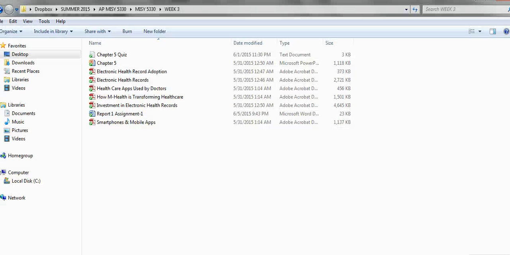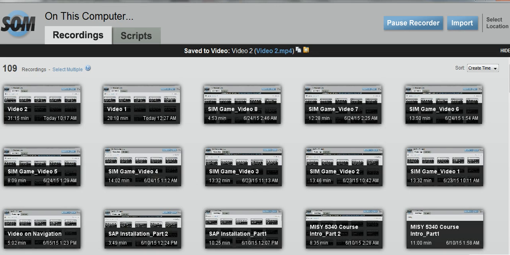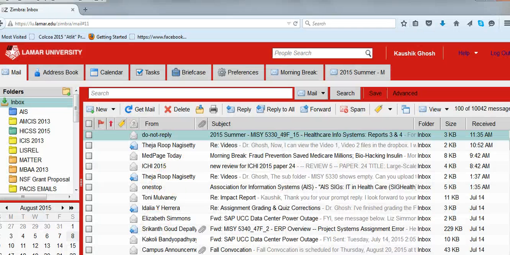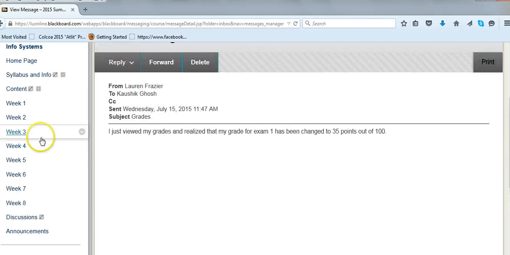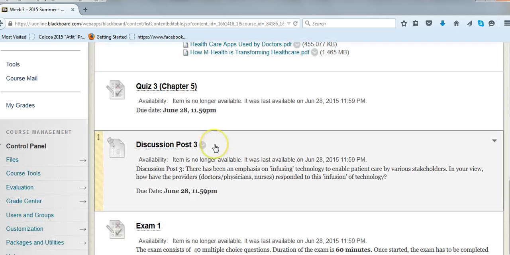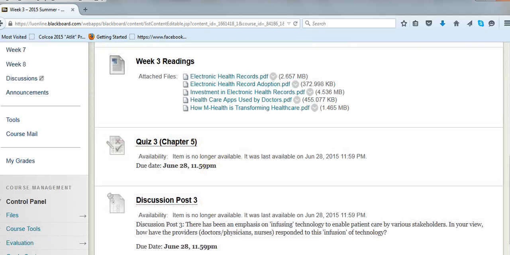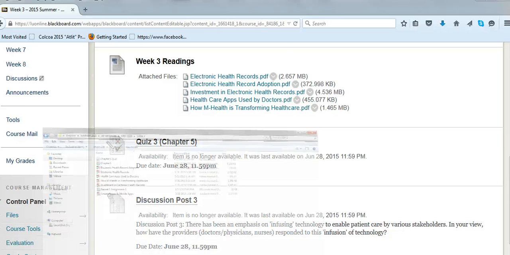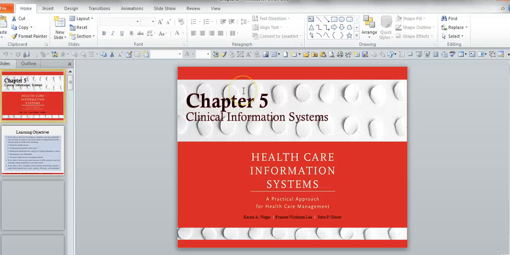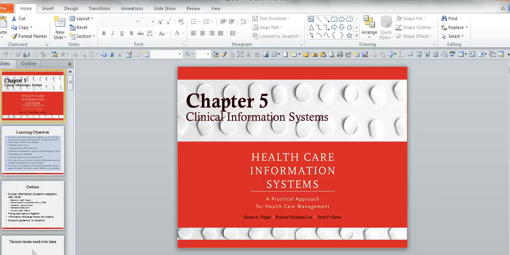Okay, folks, so this week we are going to be talking about chapter 5 and some related articles from that chapter. So let's look at chapter 5 here and see what it talks about. Okay, so Chapter 5 is on clinical information systems, essentially.